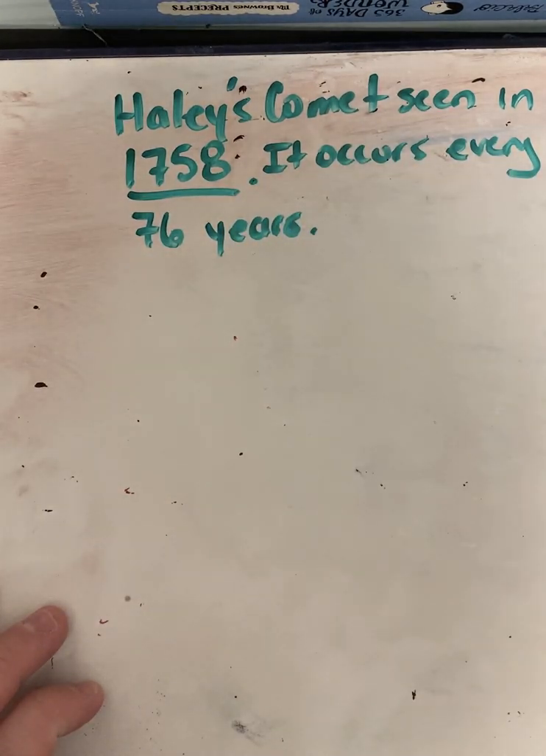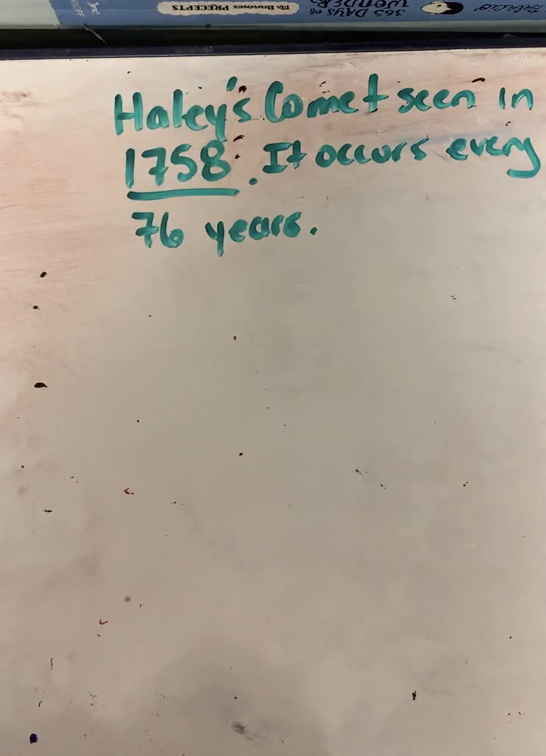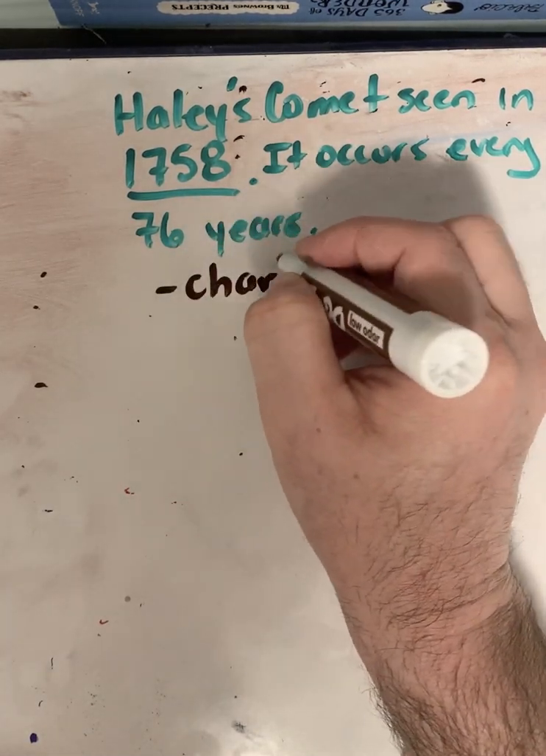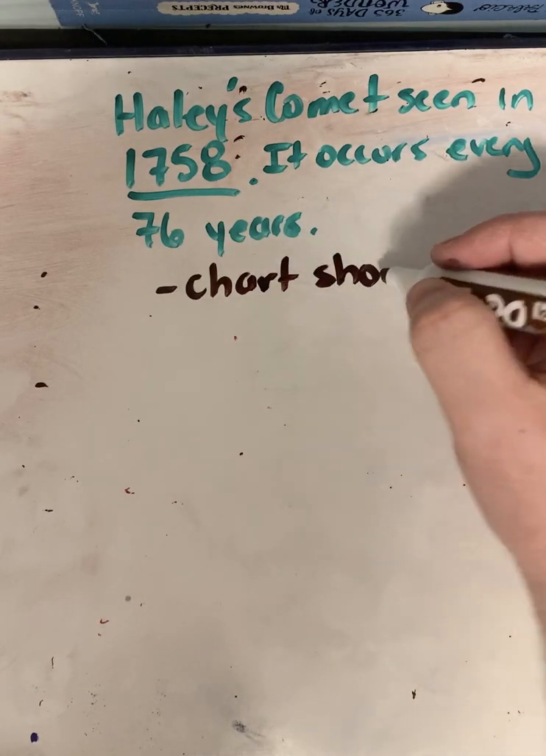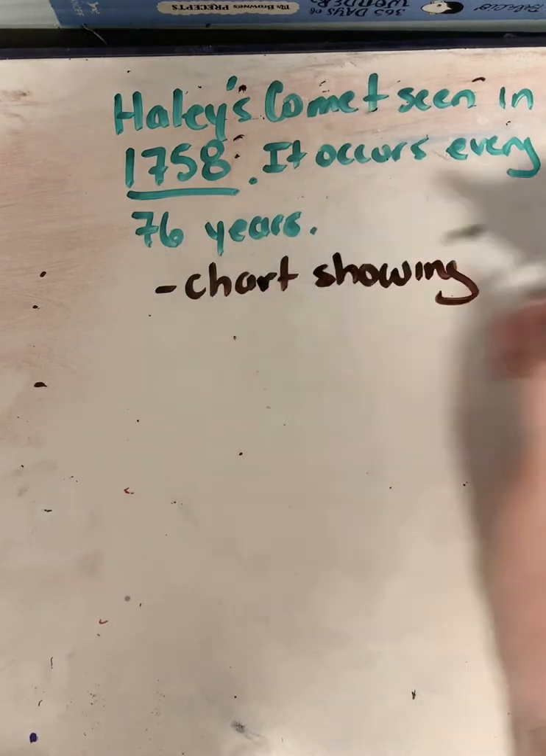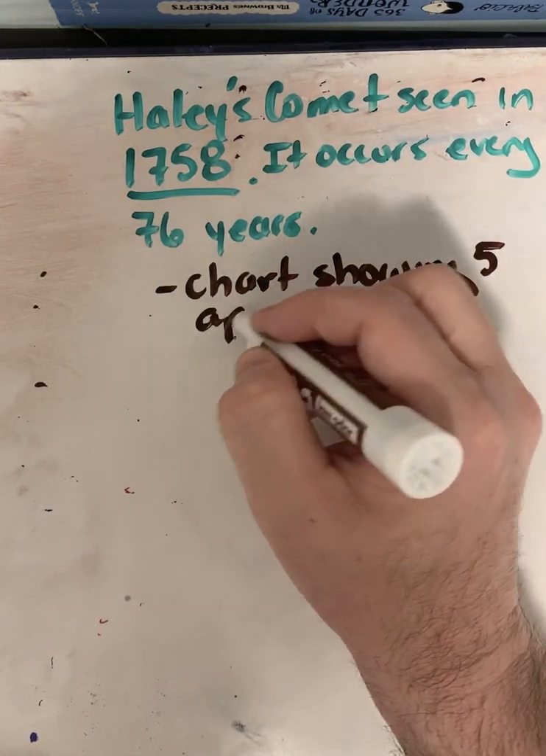So the first thing I would want you to do is create a chart showing all of its appearances, or maybe the first 5. Yeah, let's do that. Showing 5 appearances.